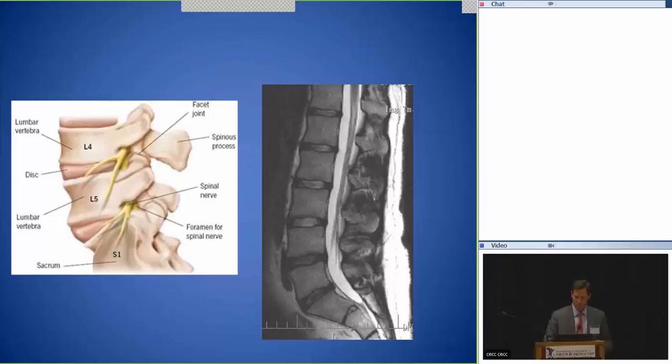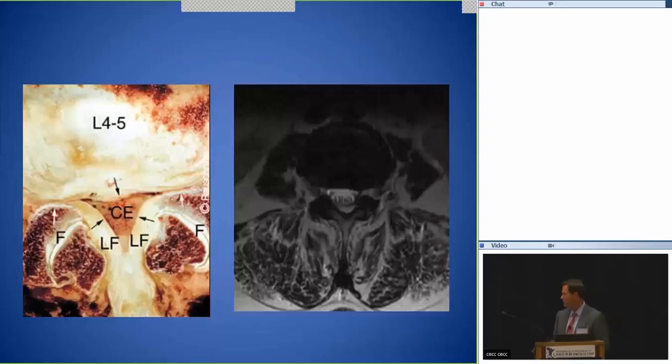Now we also look at the spine cut up in cross-section. Our axial, or cross-sectional, views are here. This is a cadaver section showing the disc space at L4-5. You have 2 joints in the back of the spine called facet joints. Underneath those lies a ligament called the ligamentum flavum, a yellow ligament that gets a little bit bigger as we get older. Right in the middle is the cauda equina, or sac of fluid, the dural sac, the space for the nerves.